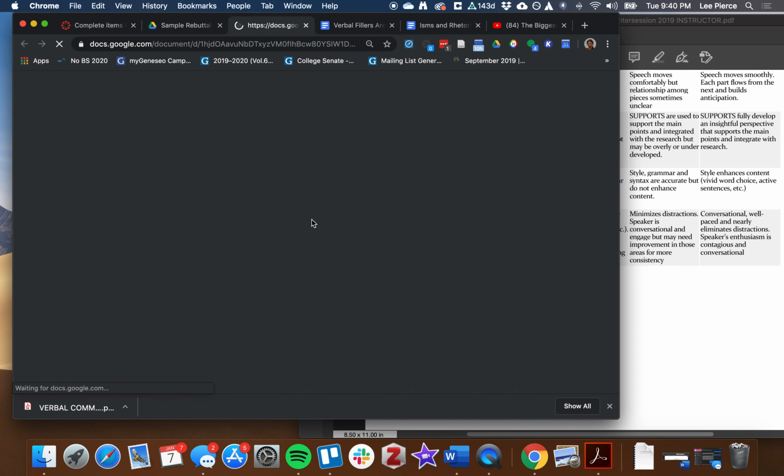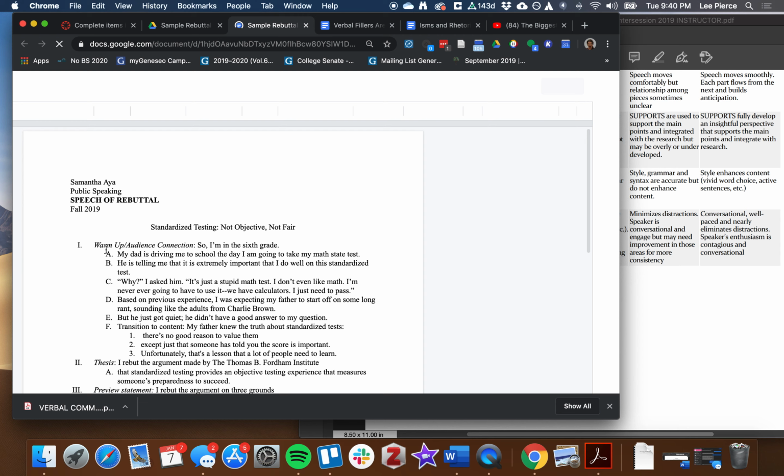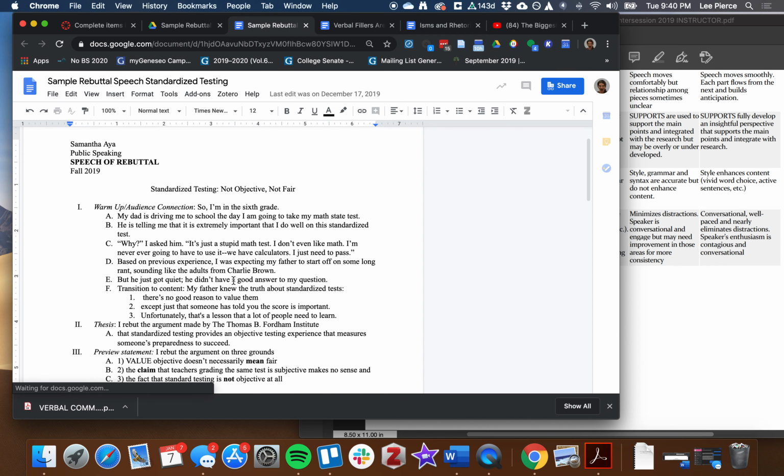And so we can just look at the outline real quick. But I'll let you do most of this on your own, but I'll zoom through it to show you how it works. All right, so first of all, we have our warm-up and our audience connection. There's a little anecdote that the speaker gives about them traveling to school when they were younger to take a standardized test, something that we all likely are familiar with.